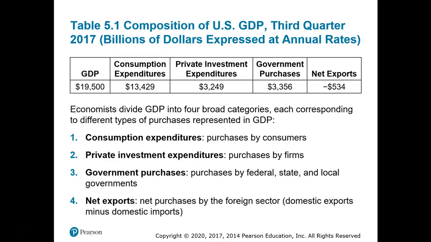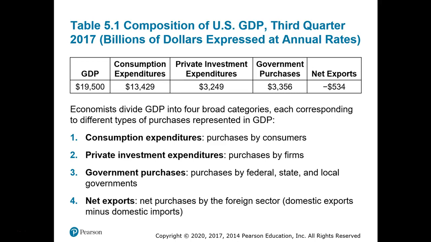So let's look at consumption expenditures, and let's just say in 2017, GDP was, in billions of dollars, $19,500 billion. Consumption was 13 trillion of that. Private investment, or I, was 3 trillion of that. Government expenditures was 3. But notice that we have a negative number in our net exports.